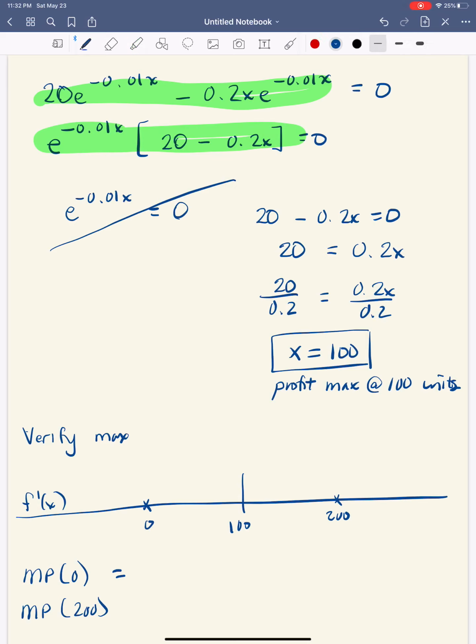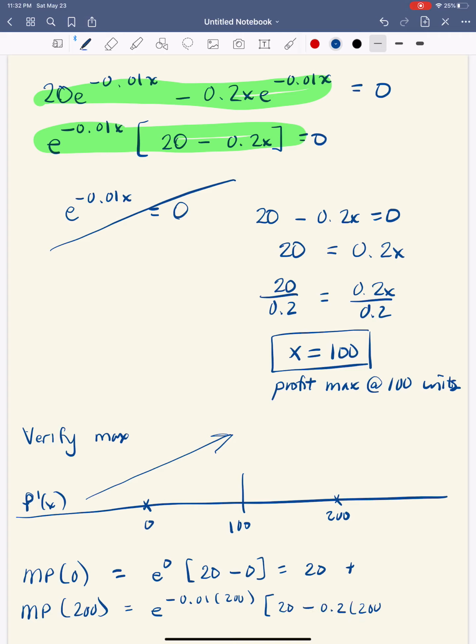So if I plug in 0, I get e to the 0, which we know is 1, times 20 minus 0, and that gives us 20, which is positive, which means to the left of 100, where x equals 0, and every value left of 100, I know my profit function is increasing. Okay? So then if I plug in 200, I get e to the negative 0.01 times 200 times the quantity 20 minus 0.2 times 200.